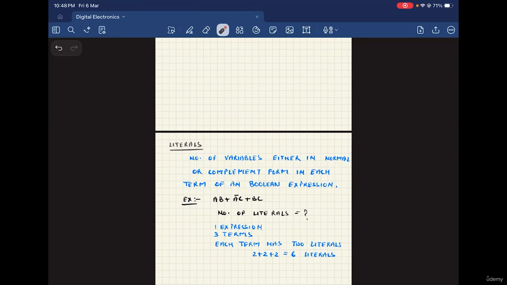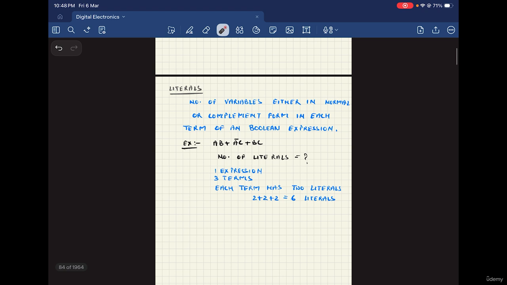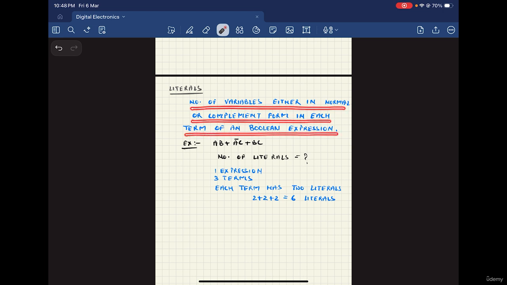Okay, next we're going to look at the Boolean theorems, which you can think of as a kind of law, but they are named theorems. Before that, I want to mention one thing, which is what are called literals. This is basically the variable either in normal form or complement form. So, the number of variables, either in normal or complement form, in each term of a Boolean expression.